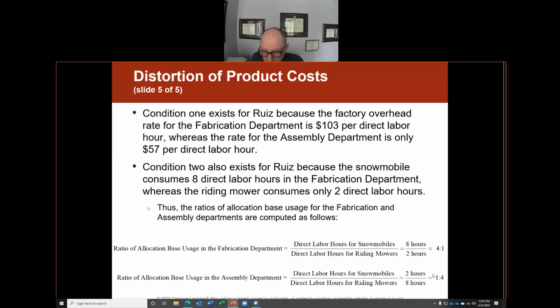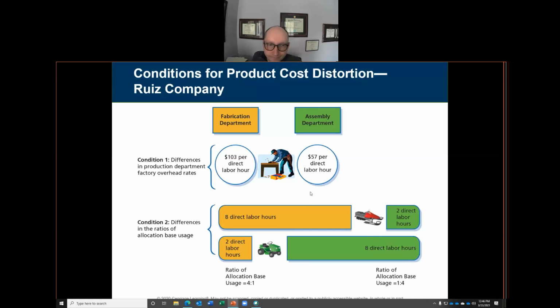The opposite is true in the assembly department because 2 hours for snowmobiles and 8 hours for riding lawnmowers. That's a 1-to-4 ratio. Because I'm spending 4 more time in the assembly process for riding lawnmowers than I am in snowmobiles. It's good information to know. So with distortion costs, there are 2 conditions. First is the difference between the product department factory overhead rates. The second is the difference in the ratios among the base usage.